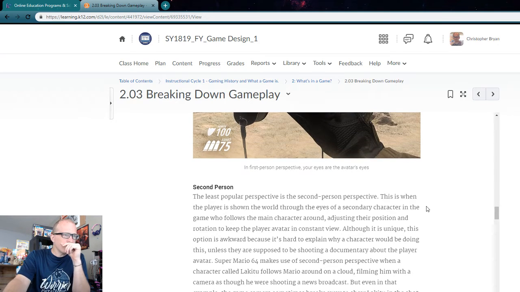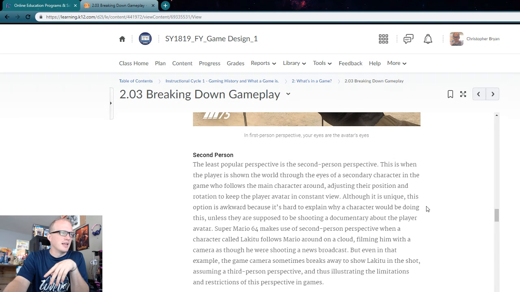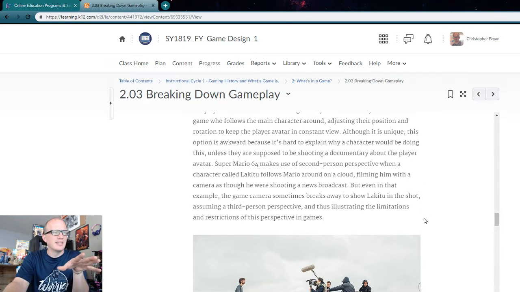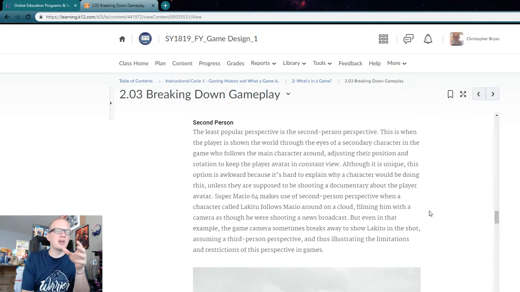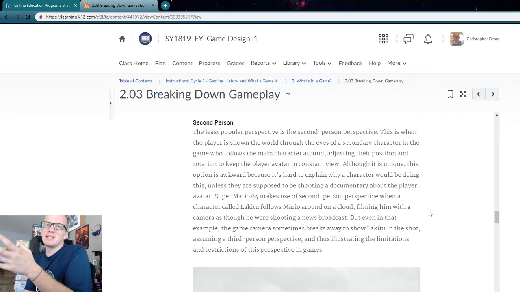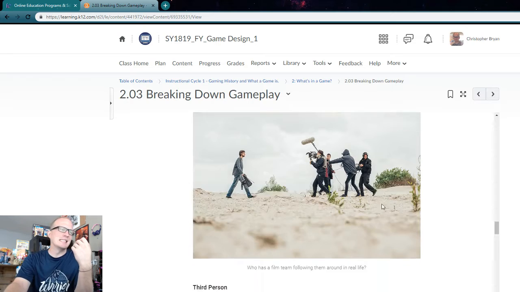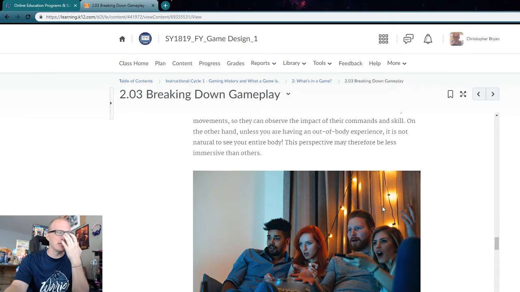What is second person? Hold on just a second. The player is shown the world through the eyes of a secondary character in the game who follows the main character around. I don't know about that one. It's right, technically. So these are going to be games like Mario, and I guess The Last of Us, where you're kind of watching the main character unfold. Another one, Alan Wake, is a good example of this. I don't know if I would call that, but third person is arguably my favorite.